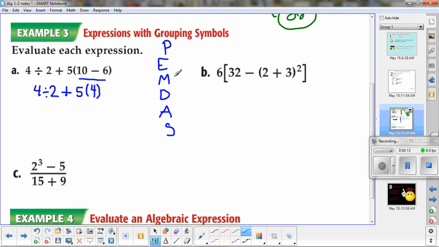I don't have any exponents, so I'm going to move on to multiplication and division from left to right, whichever comes first. I can actually do both of these in the same step since they're separated by this addition sign. 4 divided by 2 is 2. And 5 times 4, remember when a number is right outside of the parenthesis, it means to multiply. 5 times 4 is 20. Now we're going to go ahead and add 20 plus 2. 20 plus 2 is 22.